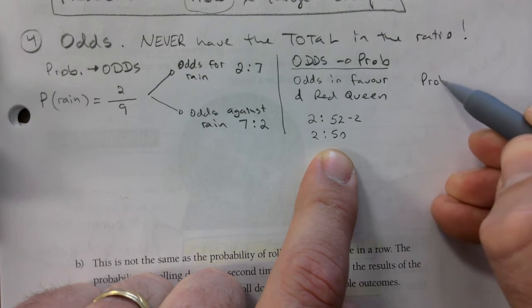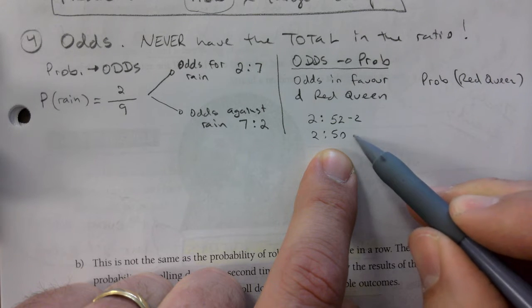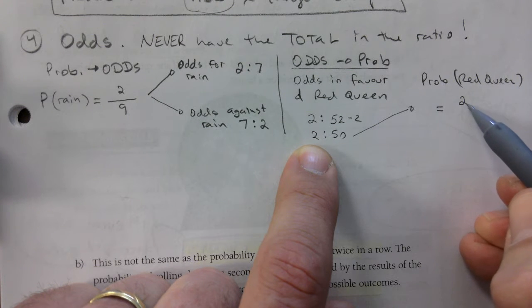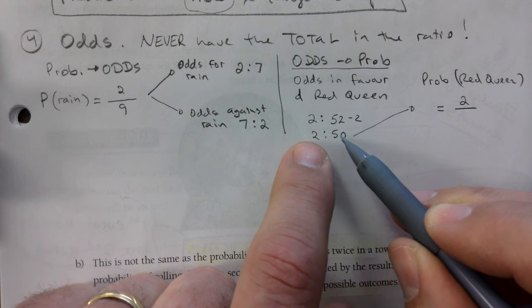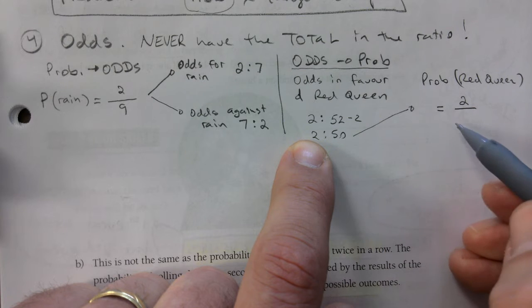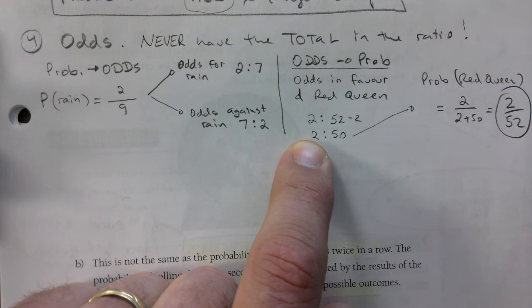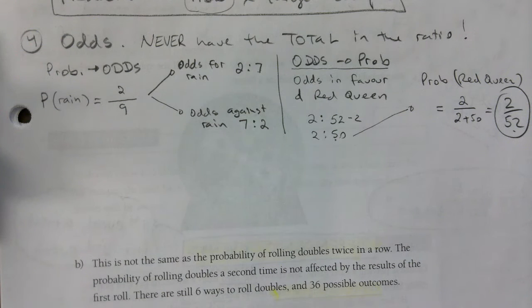So what's the probability of a red queen? We would say 2 of them are red over, what are you going to do here? Add them up. Exactly, add them up. So 2 plus 50, that's 2 out of 52. So that's how probability is different. There's no total on the ratio, but you can come up with the total if you just add them up. And I could also say the probability against a red queen would be 50 over 52.